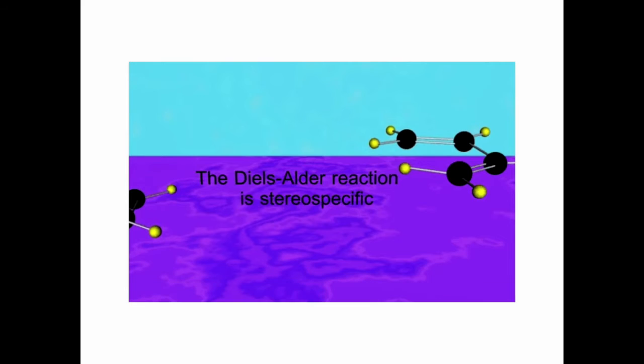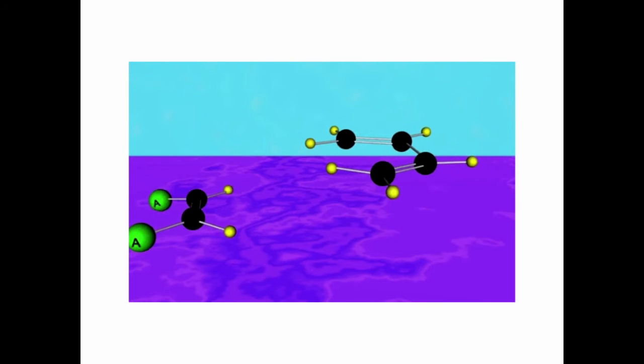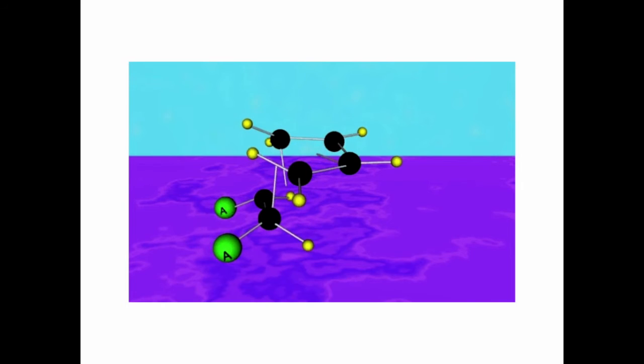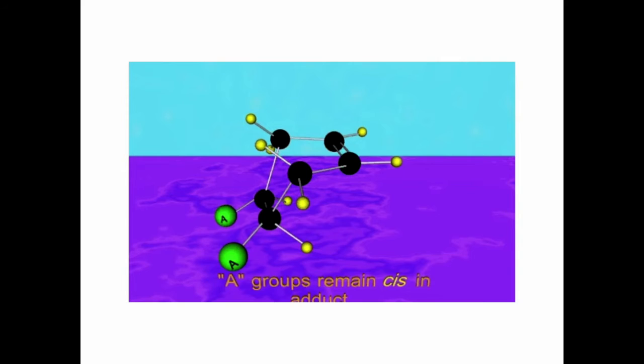So your diene is on the right-hand side. Your dienophile is on the left. They're going to come together. And notice the A groups in green are cis to each other in the dienophile. And now your two sigma bonds form. And the A groups are still cis in the adduct.